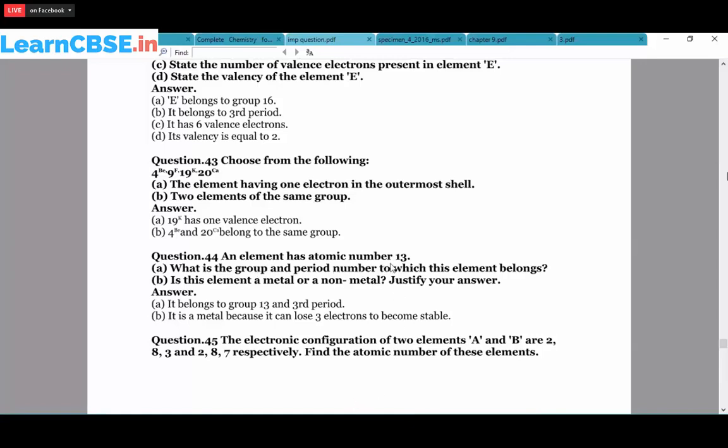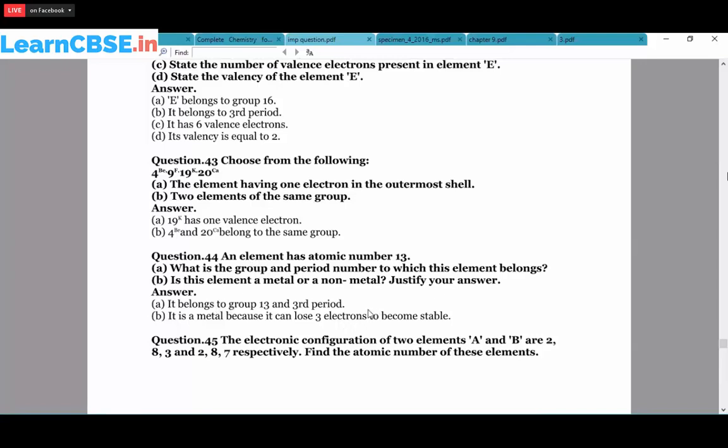The element has atomic number 13. What is the group and the period number to which the element belongs? From the atomic number 13, it is present in group 13, and when you write the electronic configuration, 2, 8, 3, there are three shells, so it means that it is present in period 3. Is this element a metal or a non-metal? Justify your answer.